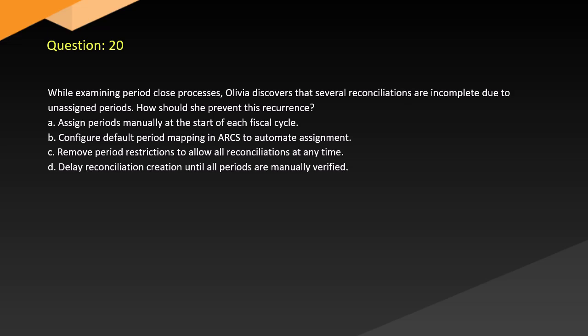Question 20. While examining period close processes, Olivia discovers that several reconciliations are incomplete due to unassigned periods. How should she prevent this recurrence? A. Assign periods manually at the start of each fiscal cycle. B. Configure default period mapping in ARCS to automate assignment. C. Remove period restrictions to allow all reconciliations at any time. D. Delay reconciliation creation until all periods are manually verified.